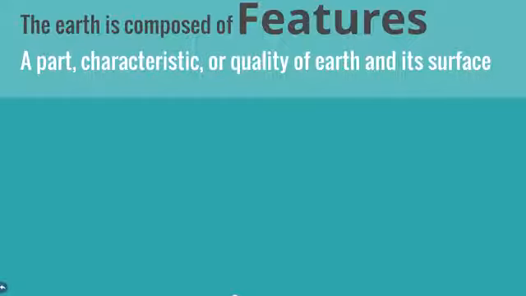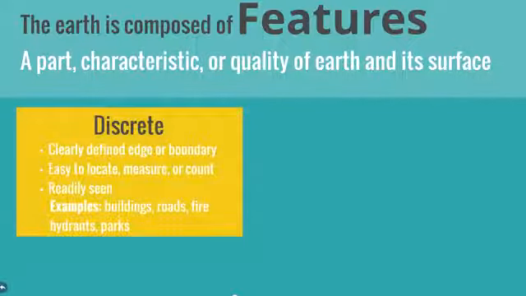Features are represented in one of two ways in GIS. First, there are discrete features, which are clearly defined with an edge or a boundary. Discrete features are also easy to locate, measure, and count, and they are readily seen. So, for example, we can consider buildings, roads, fire hydrants, parks, and property boundaries, as well as country boundaries, as discrete features.